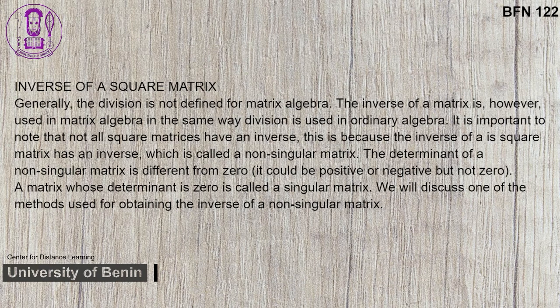Generally, division is not defined for matrix algebra. The inverse of a matrix is, however, used in matrix algebra in the same way division is used in ordinary algebra. It is important to note that not all square matrices have an inverse. A square matrix that has an inverse is called a non-singular matrix. The determinant of a non-singular matrix is different from 0; it could be positive or negative but not 0. A matrix whose determinant is 0 is called a singular matrix. We will discuss one of the methods used for obtaining the inverse of a non-singular matrix.